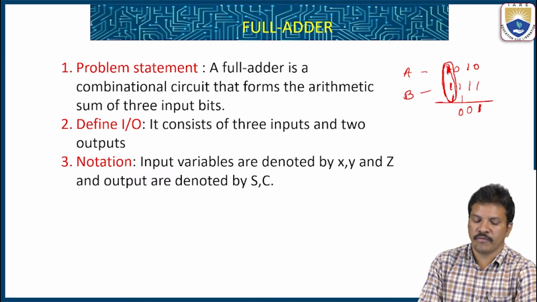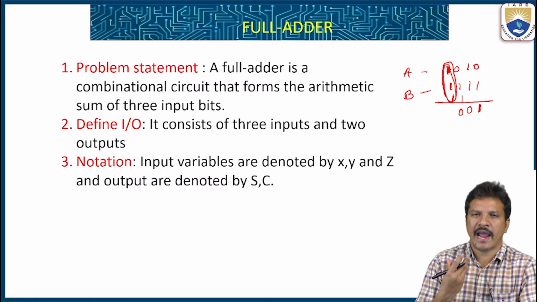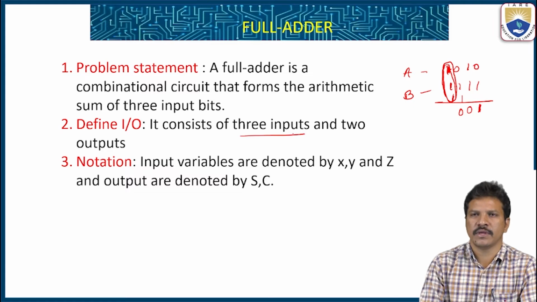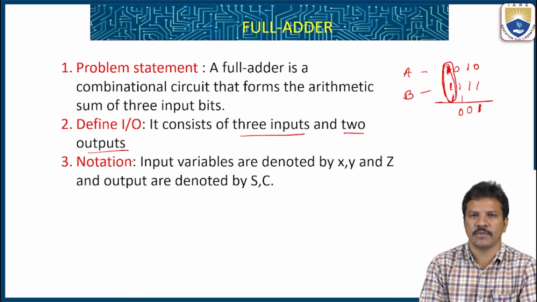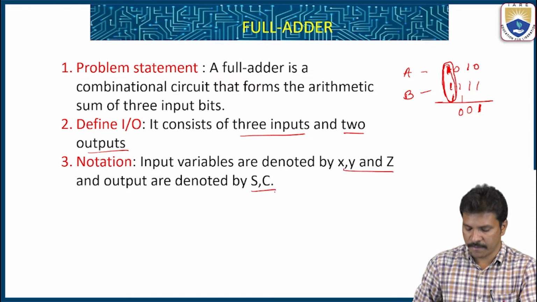The full adder performs the summing of 3 bits. That is the problem statement. Next, define the inputs and outputs. In order to add 3 bits, it requires 3 variables, so the inputs are 3. The outputs are sum and carry, so 2 outputs. For notation, the inputs are x, y, z, and the outputs are sum and carry.